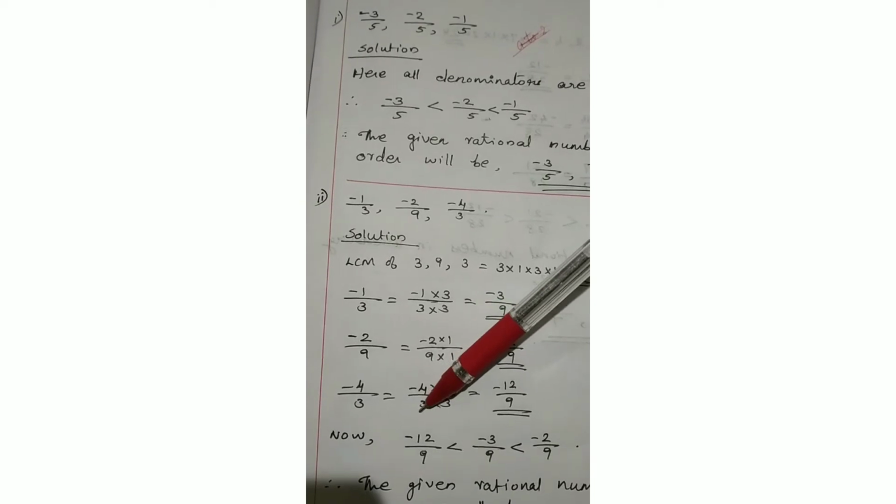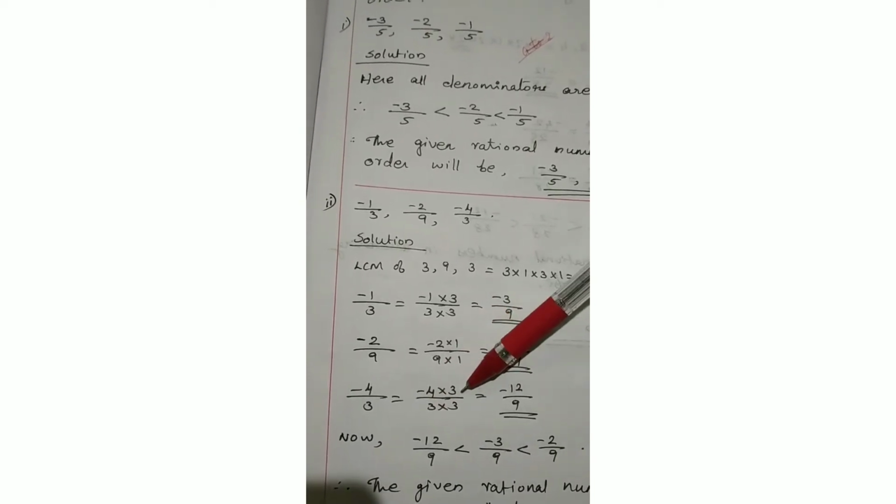Negative 4 on 3. 3 3's are 9. So negative 4 times 3, negative 12. Now we got, instead of negative 1 on 3, negative 3 on 9. And instead of negative 2 on 9, it's the same itself. Negative 4 on 3 becomes negative 12 on 9. Next we got these three rational numbers.